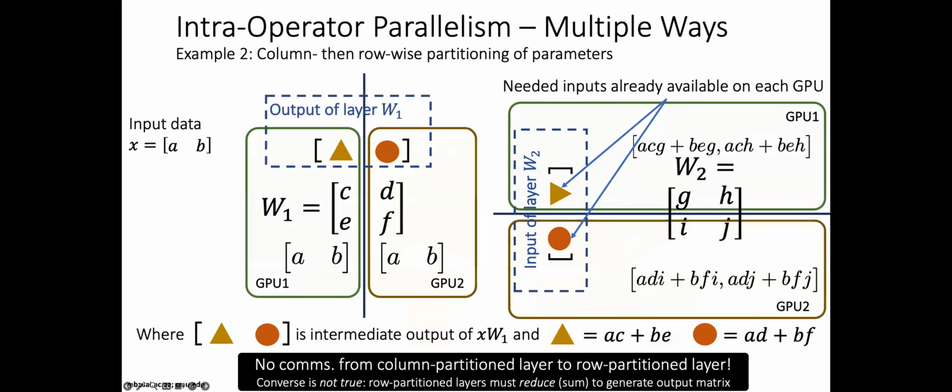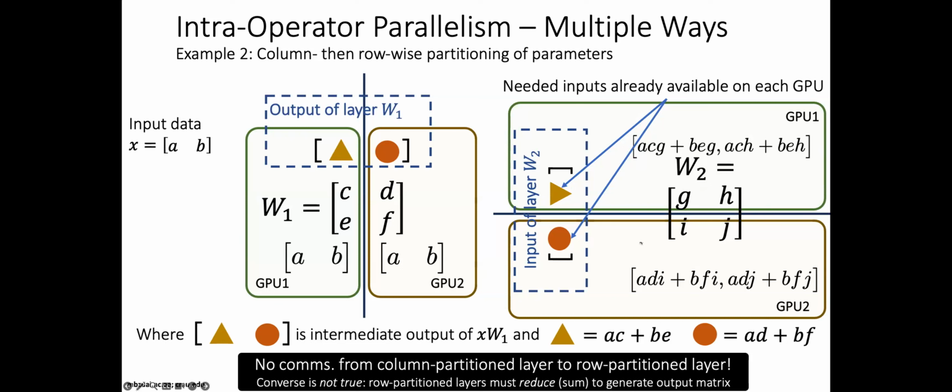Okay, now what happens in this arrangement? In layer 1, the output's the same. There's a triangle and a circle. What happens in layer 2? We've row partitioned the W matrix. So how does the computation proceed? It's going to take the triangle on GPU1 and multiply it with the first half of the rows, G and H, in order to produce this vector here, which is the length of all the neurons.